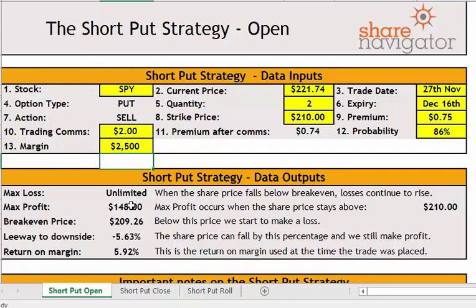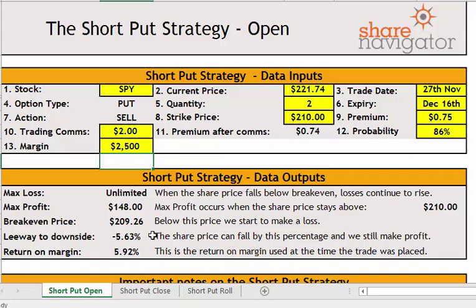Our max profit is entirely limited to the credit we've received multiplied by the number of contracts that we've done. So the max profit on this particular trade is $148, and that occurs when the share price stays over the strike price, which is $210. The break even price is 209.26, so anything above 209.26 gives us some sort of a profit. And that's equal to simply the strike price minus the net premium you've taken in. The next column we have here is our leeway to the downside.